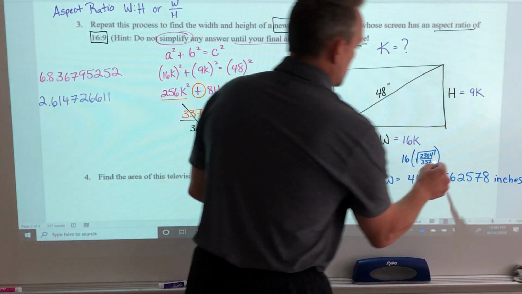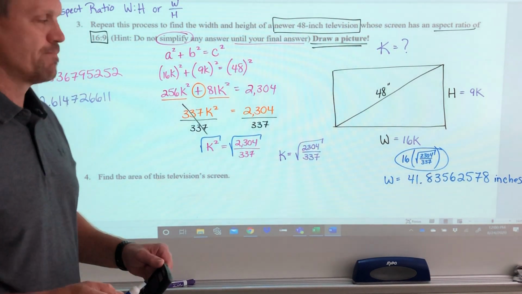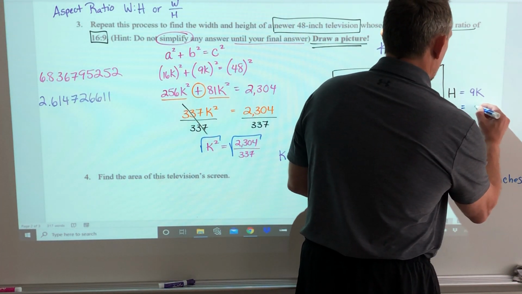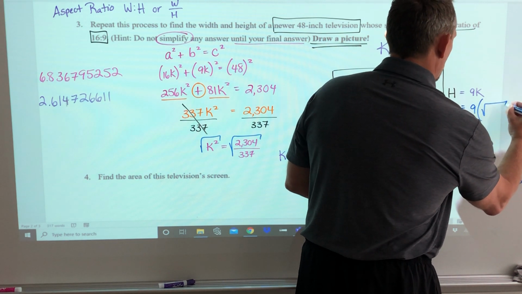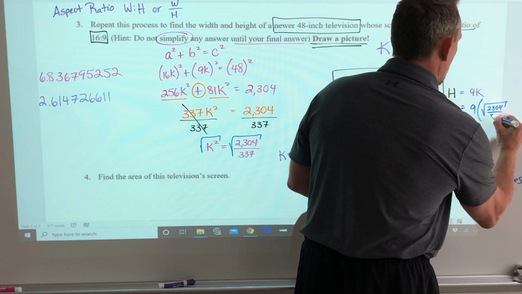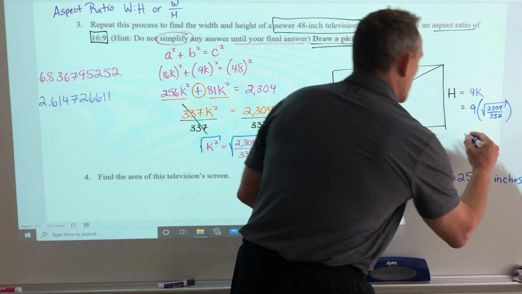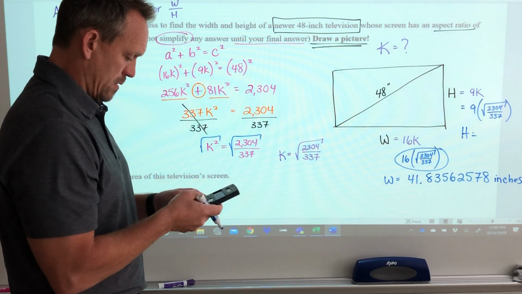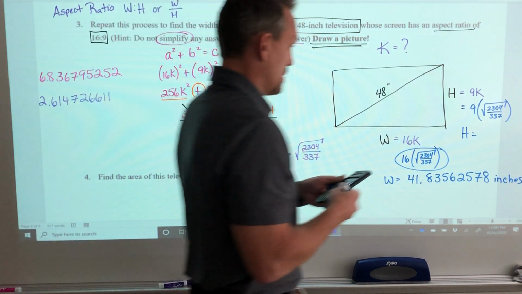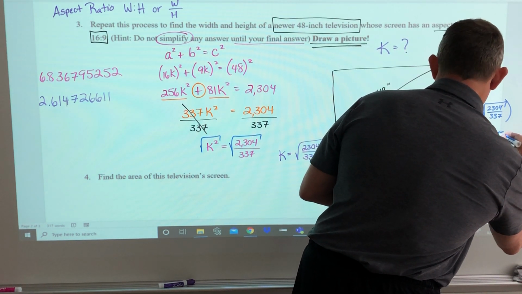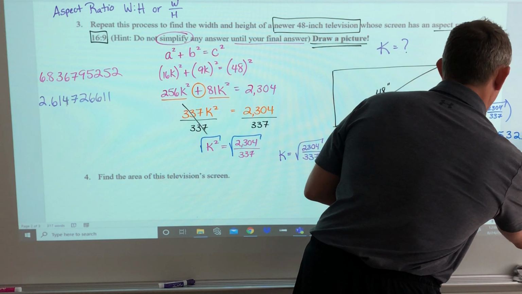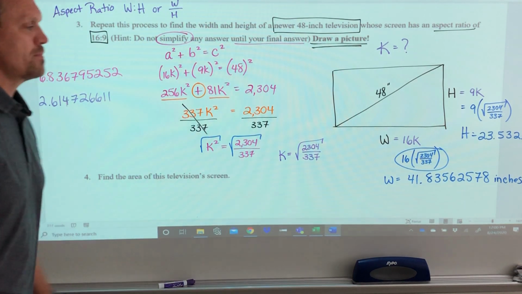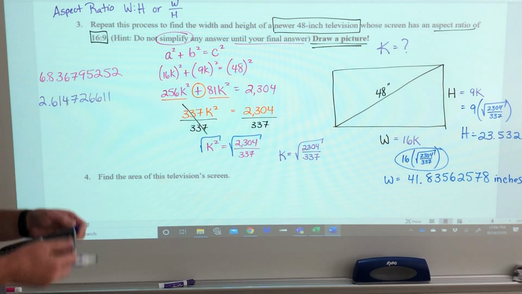Or you could just leave it as that. Okay? If you got to the next one, you'd have 9 times the square root of 2304 divided by 337. And your height would be equal to 23.5325395 inches. So again, if you're taking multiple choice, then obviously you go from there.